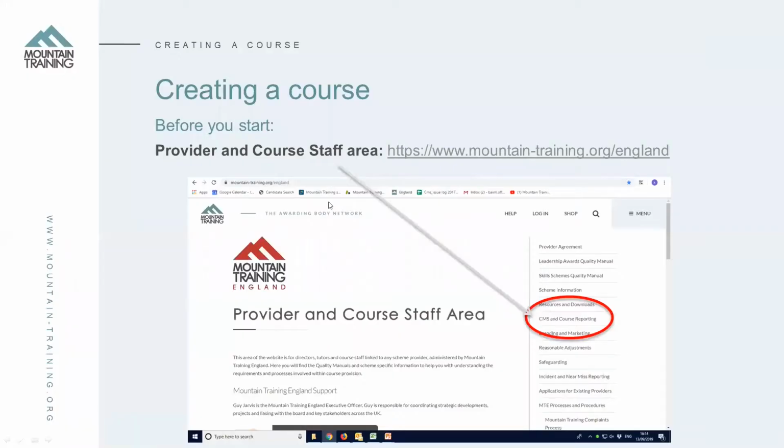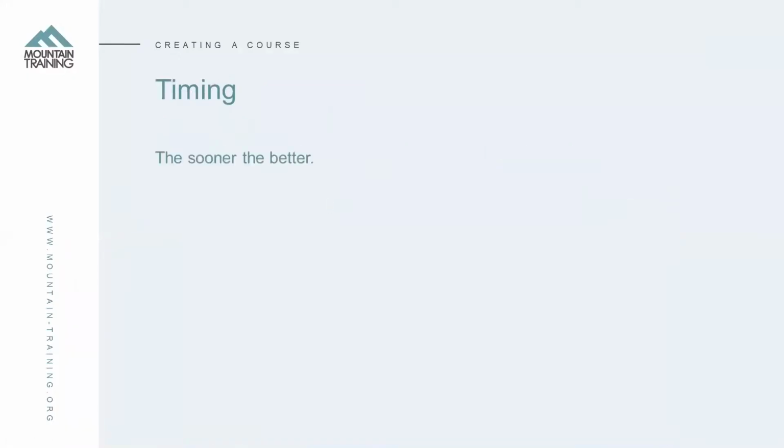So if I go back to my PowerPoint, timing. The sooner the better when it comes to putting courses on the system. As soon as you know that you've got your timetable in place for the next 6 months, 12 months, however you work as a provider, put the courses straight onto CMS at that point. If you know that you want to run a course and you have your dates in your calendar, also have them on CMS. The sooner they're on the system, the sooner they're available to the public, the sooner they can start booking onto the system.